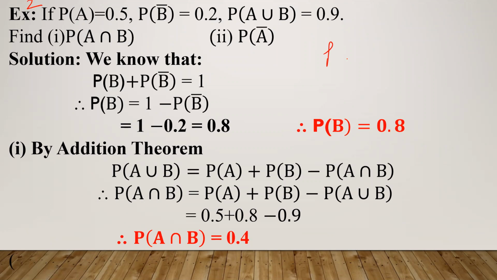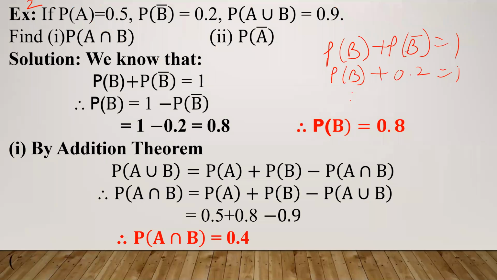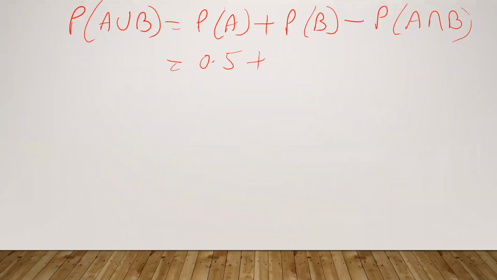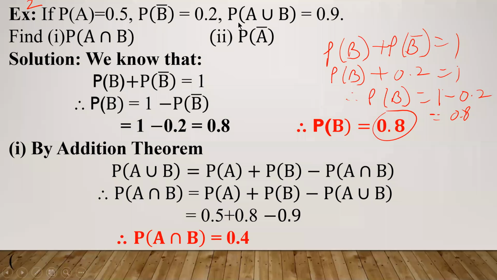Look here. Probability of B plus probability of B complement is 1. I have to find probability of B. B complement is given as 0.2. So what will be the probability of B? It is 1 minus 0.2. That will give me 0.8. So I got probability of B as 0.8. Let us put all the values there. So 0.8. Okay. And probability of A intersection B I have to calculate.